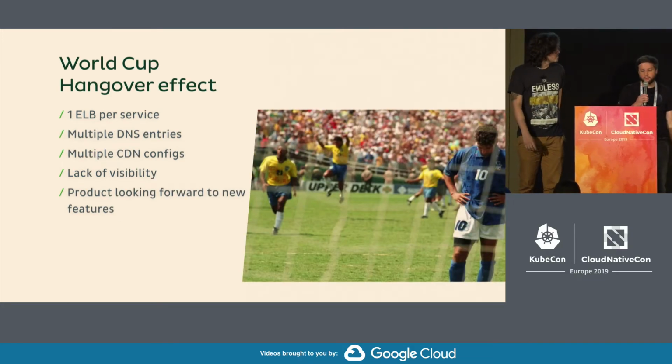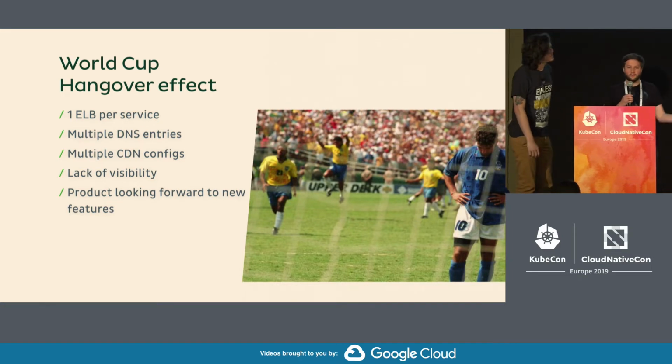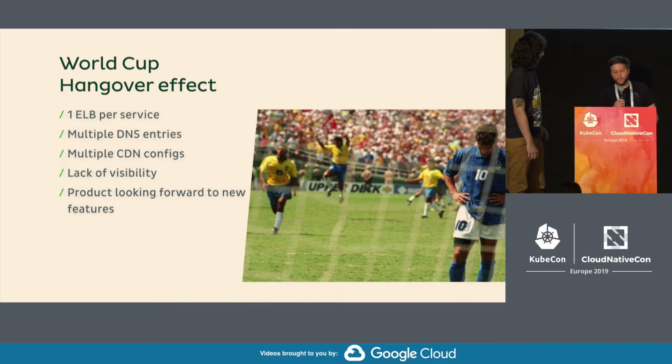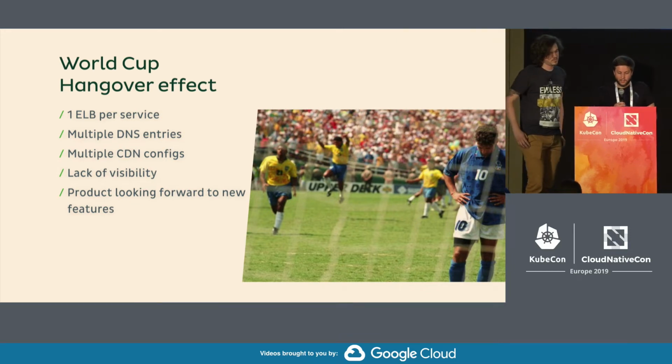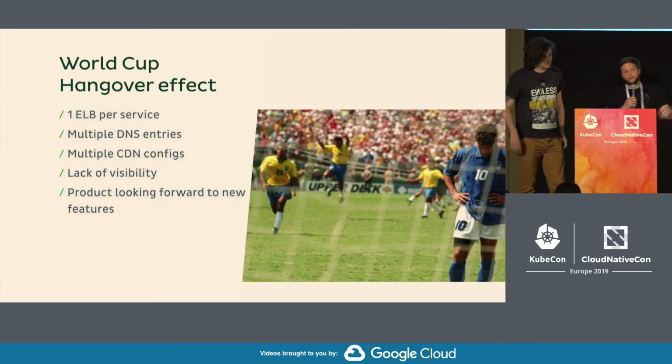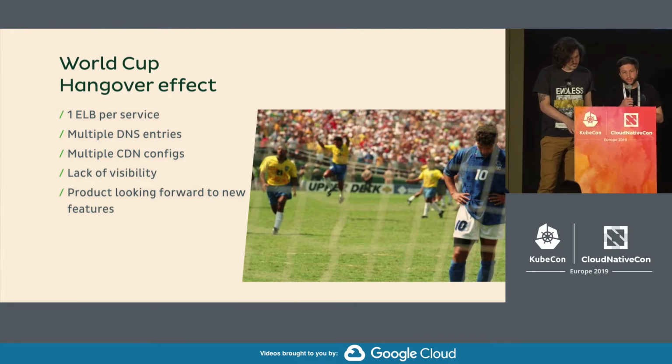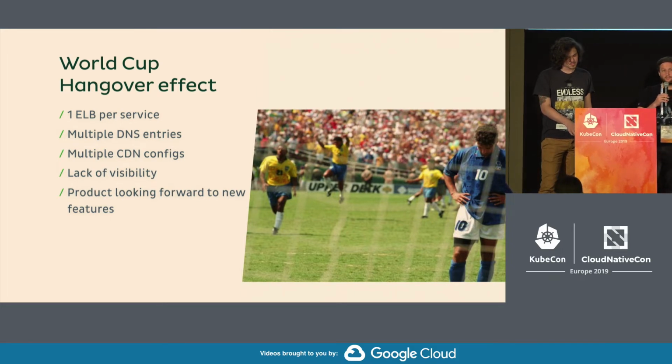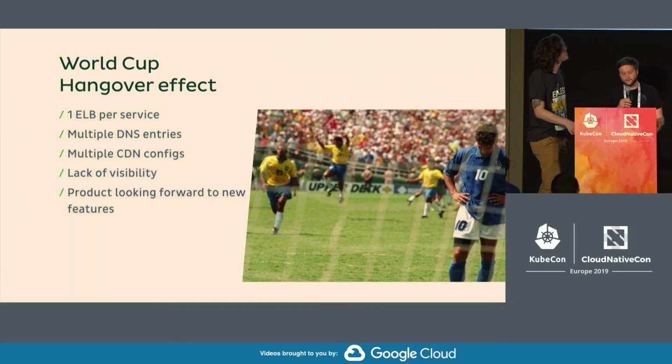Of course, we were happy about our results, but we had to move forward. When we were migrating to Kubernetes, we decided not to change too much, using the rule: first make it work, then make it right, then make it fast. At that time, we had, for example, one ELB per service. We had around 40 services running.